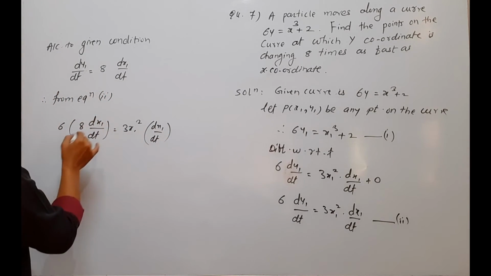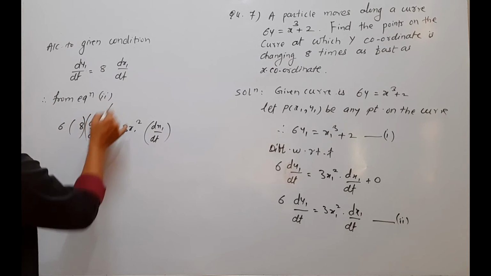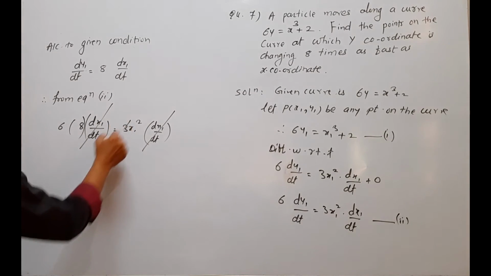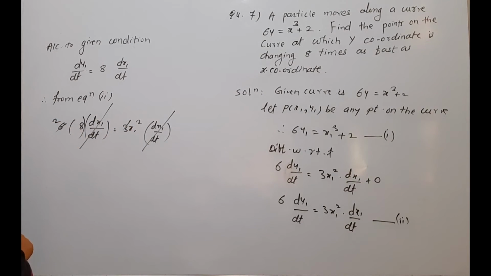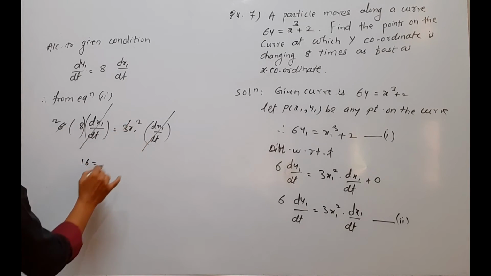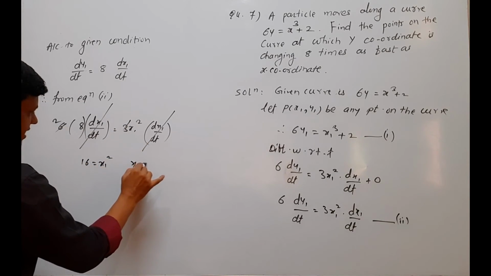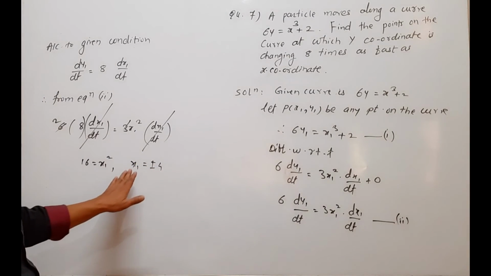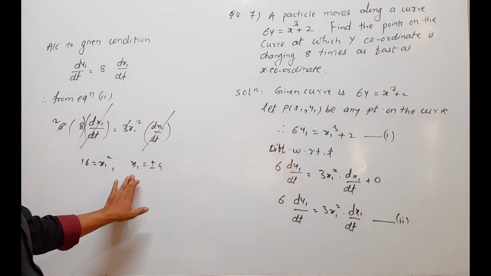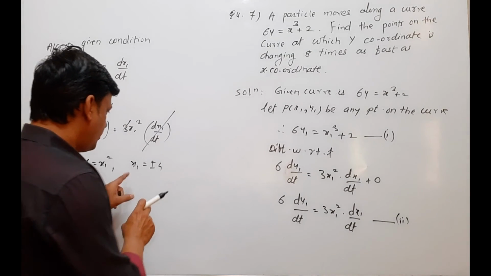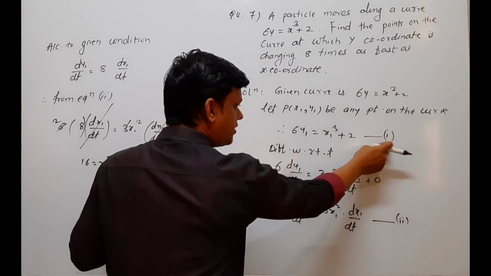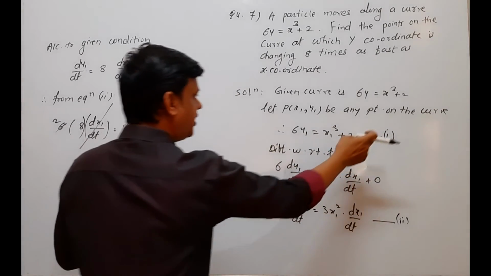So dx1 by dt gets cancelled with dx1 by dt. 3 goes into 6, we get 2. So 2 into 8 we get 16 is equal to x1 square, that means x1 is equal to plus or minus 4. Now we have the value of the x coordinate, we have to find the value of the y coordinate. For that we have to substitute x1 equals plus 4 in equation 1 and x1 equals minus 4 in equation 1.